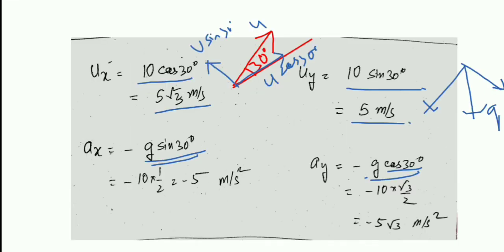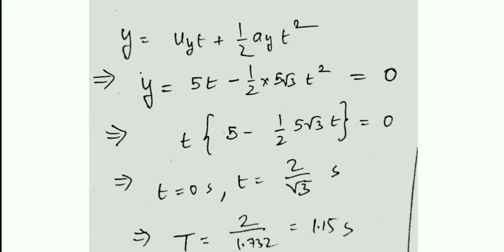Now we are required to find the time period, so correction, time of flight. Time of flight means the time during which the projectile will remain in the air, that is it will remain above the inclined plane before it hits the inclined plane. So we have taken the axis perpendicular to the inclined plane as y-axis, so it will remain above the x-axis, that means it will cross y equal to 0 at 2 points. Let's do it.